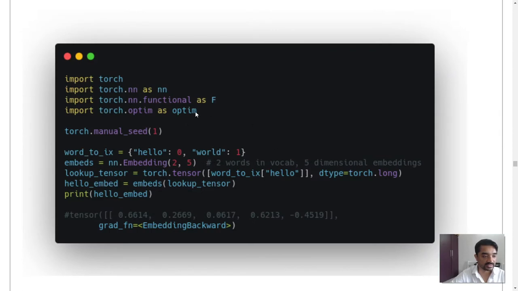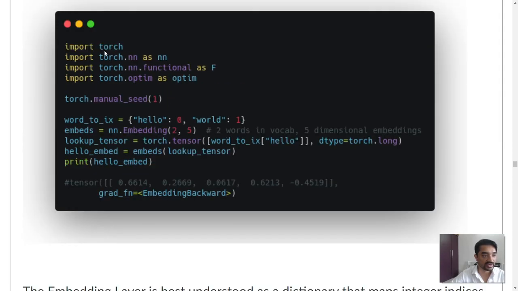And then we have something like this. Let's see what we are doing here. We are again doing torch manual seed 1, word to IDX, hello is 0 and world is 1. Now we are using embed equal to nn.Embedding 2 and 5. It should be very clear what the 2 is here. We are saying our dictionary itself is just 2 words. Fair enough. What is 5? 5 is the dimension we are talking about. So we have a 5 dimension word embedding.